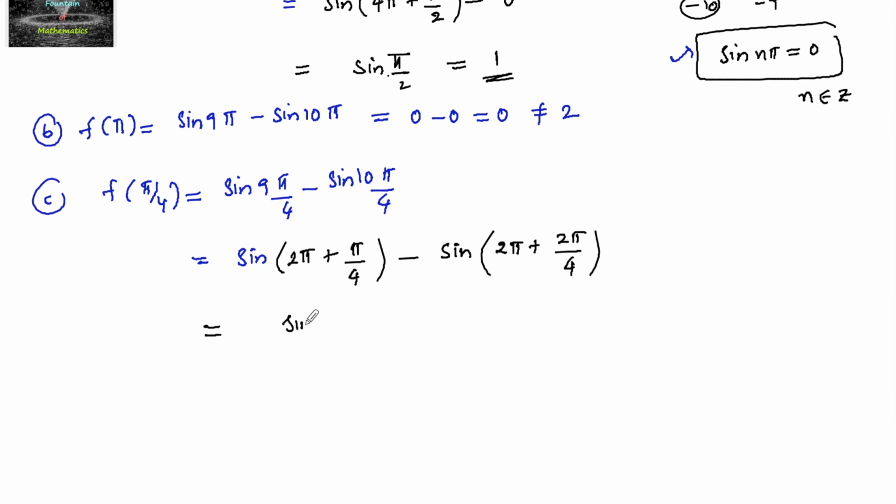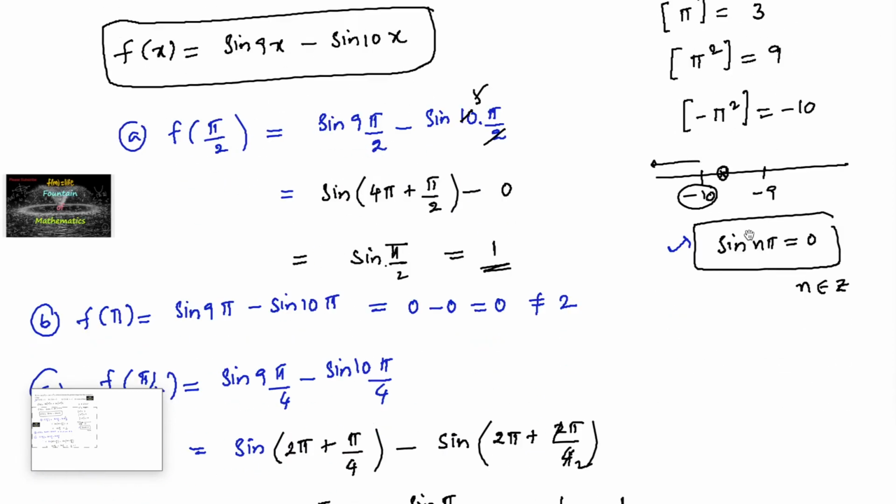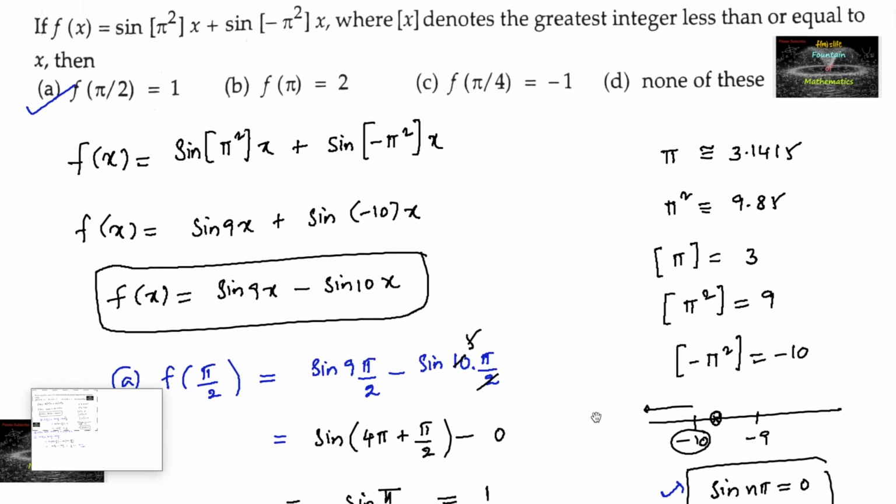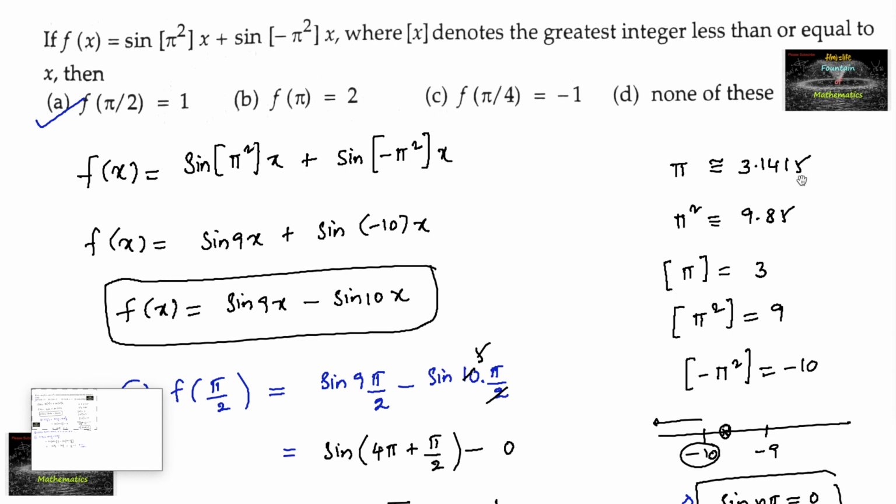So this is the same as sine pi by 4 minus sine of 2 pi by 4. 2 pi by 4 is nothing but pi by 2. So sine pi by 4 is 1 by root 2, minus sine pi by 2, which is sine 90 degrees, is 1. But option C is given as equal to minus 1, which is also not correct. So this is not equal to minus 1. So we can go with option A as the right answer. Okay, thank you.